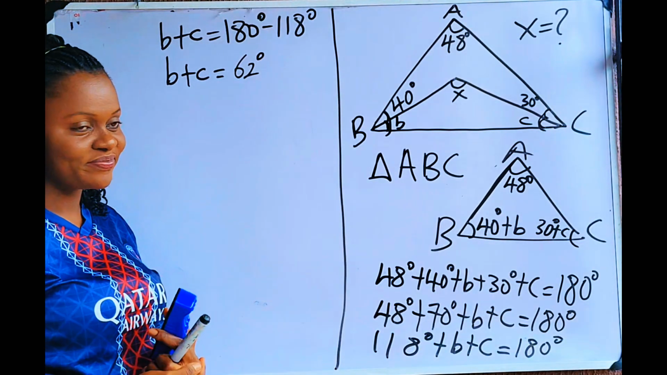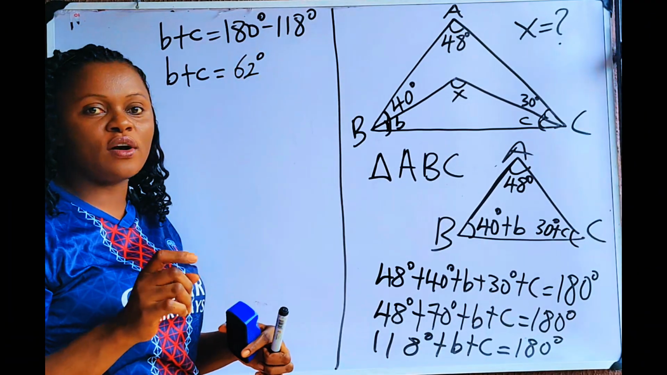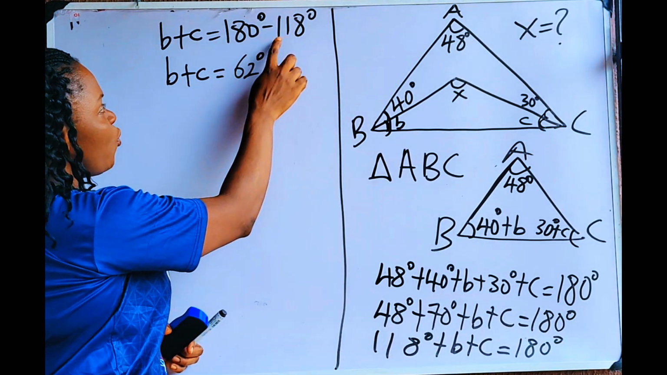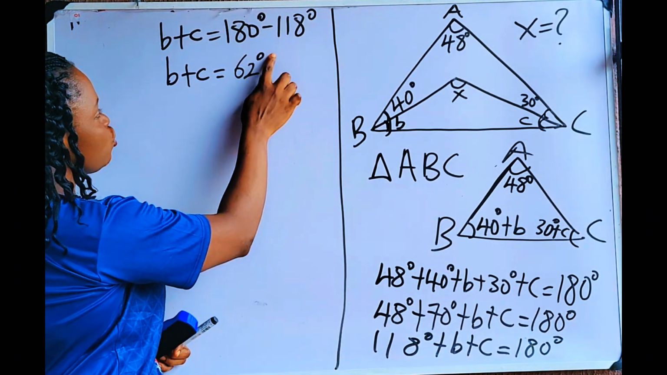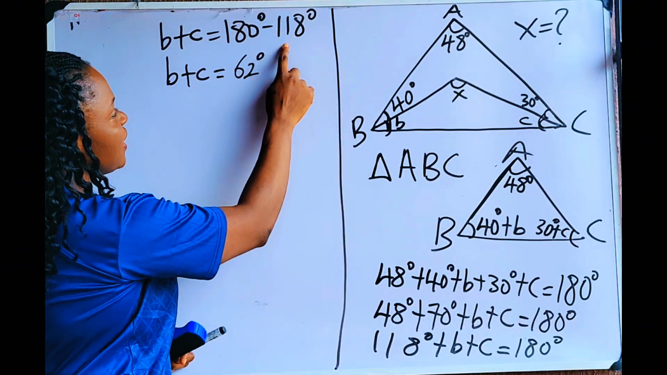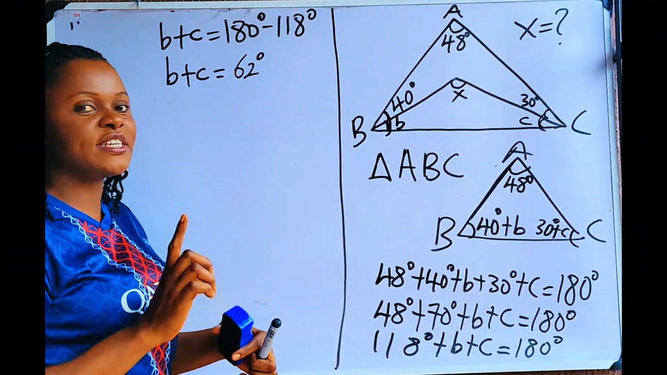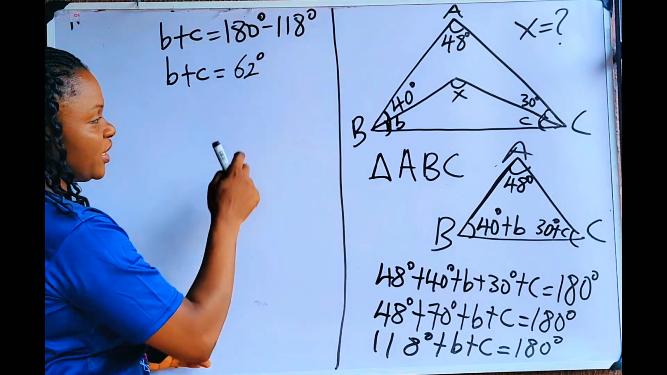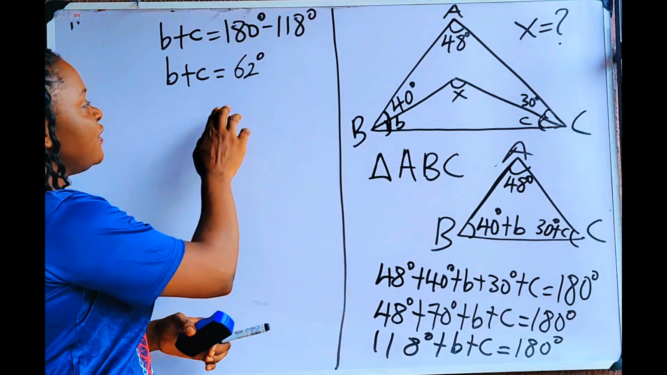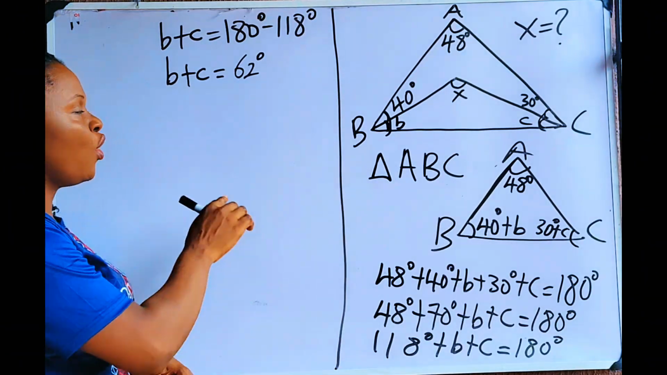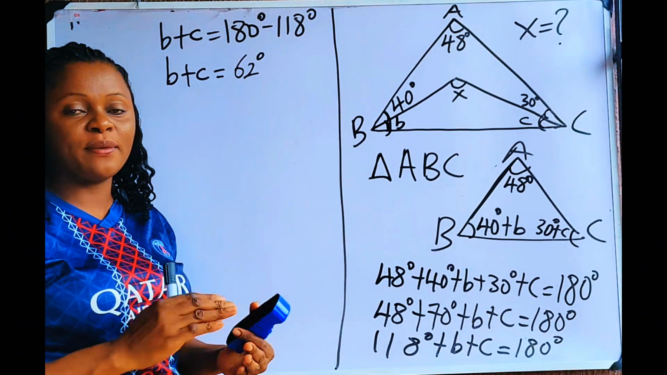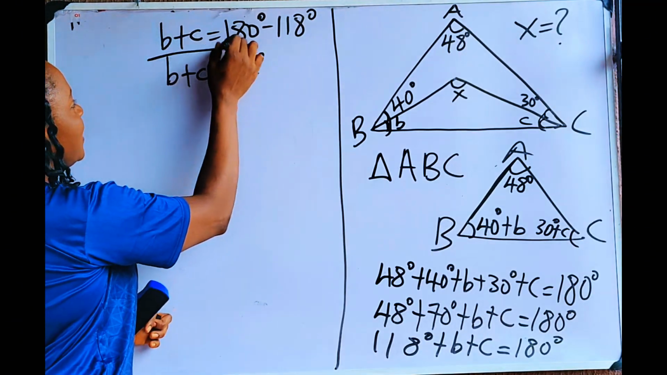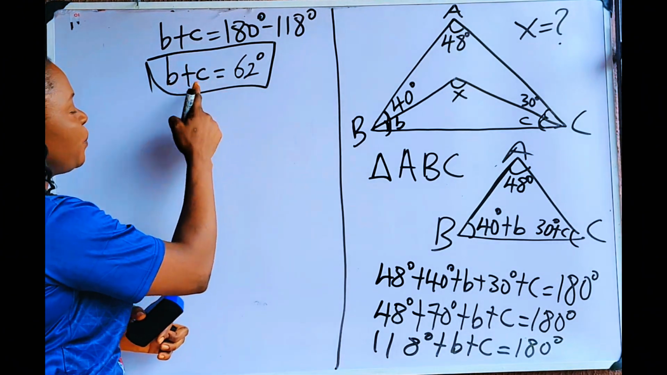10 minus 8 will give us 2, and we are left with 7 here. So 7 minus 1 will give us 6, and this 1 minus 1 is 0. So we'll have 62 degrees when we subtract 118 from 180. So it simply means that the value of b plus c equals 62 degrees. Now you can choose to divide this by 2 so that you can get each value of b and c, which is 31 degrees each. But I want to leave my value like this as 62 for b plus c.